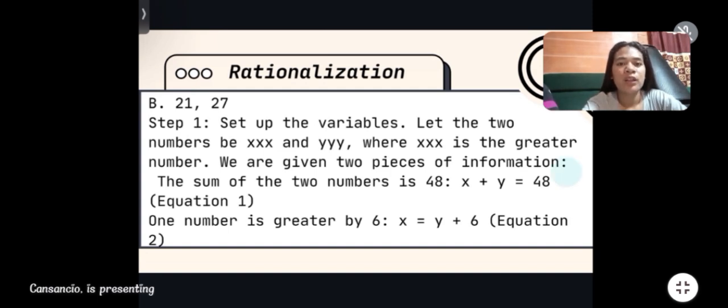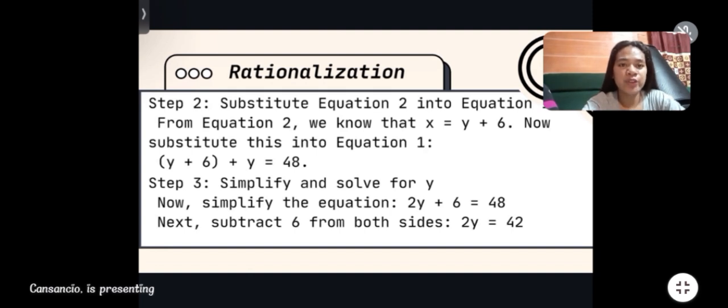So, step 2, substitute equation 2 into equation 1. From equation 2, we know that x is equal to y plus 6. Now, substitute this into equation 1. So, (y + 6) + y is equal to 48.